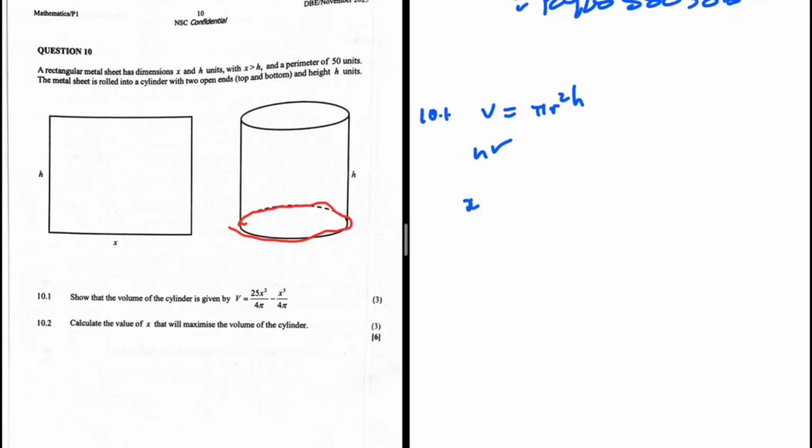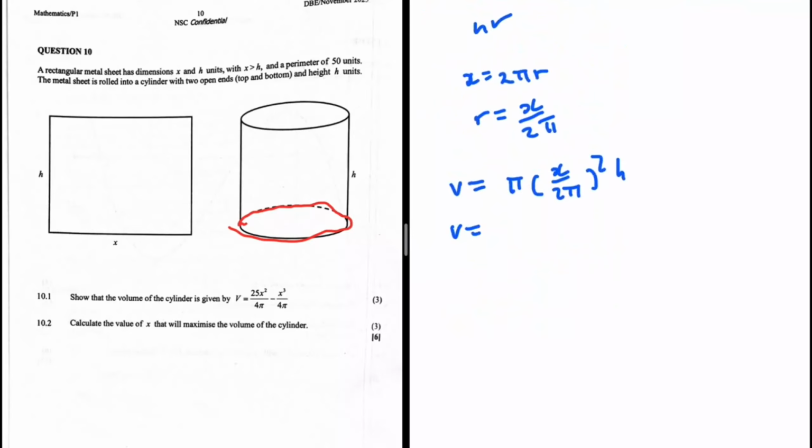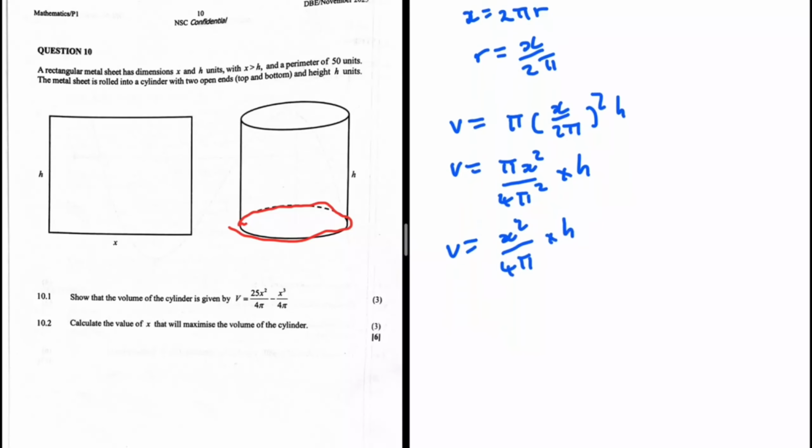So we can say that x is equal to 2 pi r, because we know fully well that the circumference is given by 2 pi r. So we need to make r the subject of the formula here, which will be x divided by 2 pi, because we want to calculate the volume. So v will be equal to pi, and in place of r we substitute x divided by 2 pi, squared, multiplied by h. So v will be equal to pi multiplied by x squared divided by 4 pi squared multiplied by h. So v is equal to x squared over 4 pi multiplied by h.